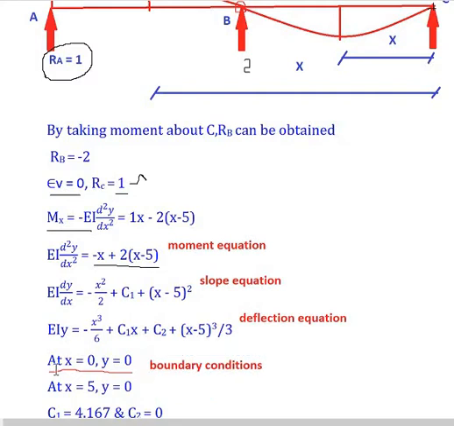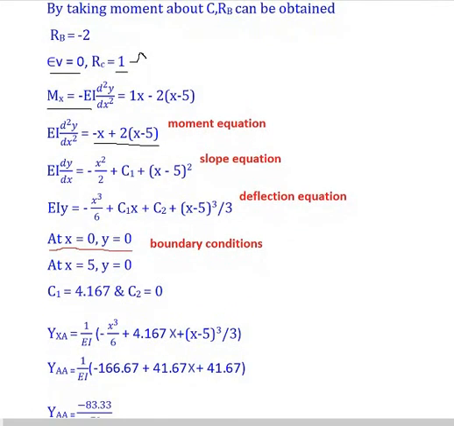So by applying x equal to 0, y equal to 0 in this deflection equation, we will get the value of C2 as 0, and then by applying x equal to 5 and y equal to 0 in the same deflection equation, we will get the value of another constant.